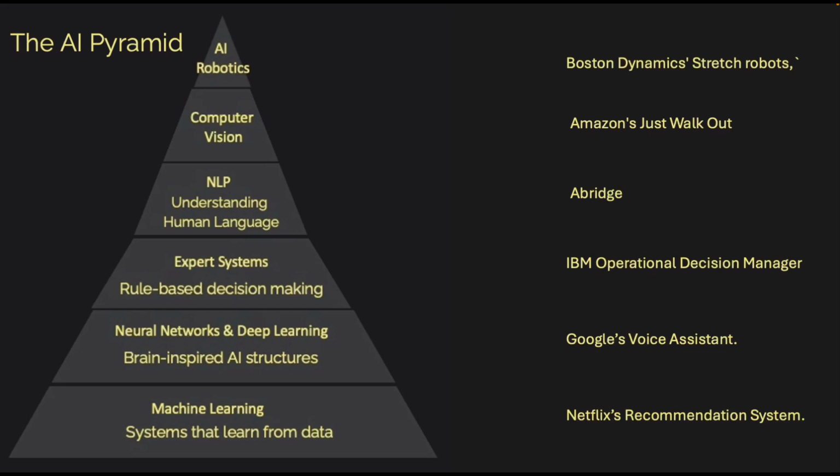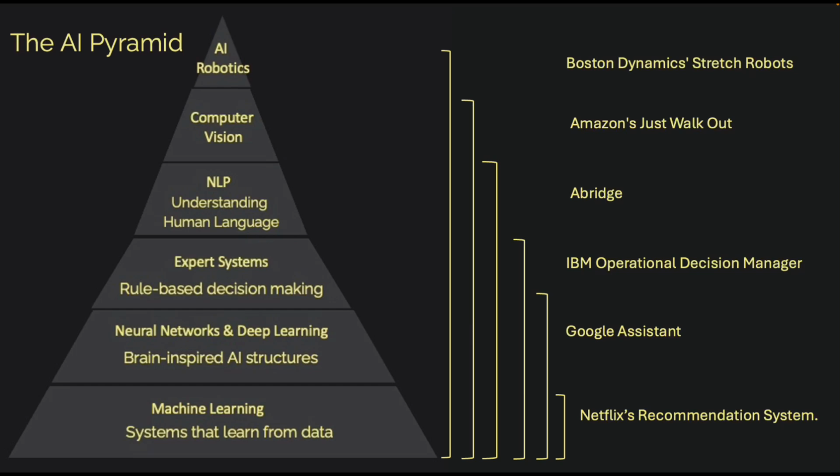So, trying to keep this in context, what I'm trying to communicate here is how each technology going up the pyramid is requiring the one below it. It's also why I prefer this diagram to the ones in the circles. So Netflix recommendation systems, it's just machine learning. If you want to write Google Assistant, if you want to write that kind of application, well, you're going to write it with neural networks and deep learning. But you can't do it without machine learning down below.